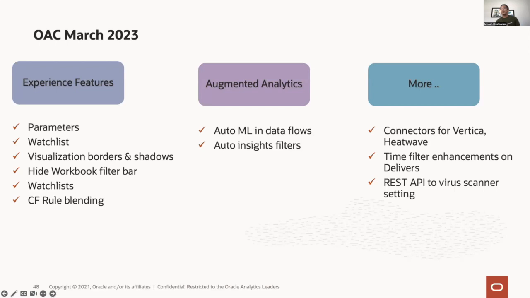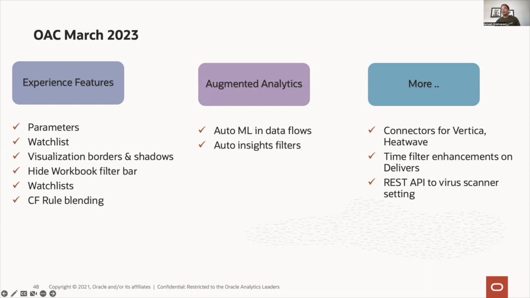The most exciting and important feature is parameters, which a lot of our customers have been asking for quite some time. And it's also a feature that enables our customers to migrate content from Classic BI to OAC. For our Classic customers, they are familiar with the presentation variables feature. Parameters is the experience that we're providing to address all of the use cases presentation variables offer today in Classic BI. I'll do a quick demo of one of the use cases.